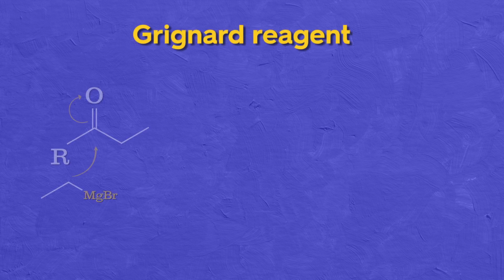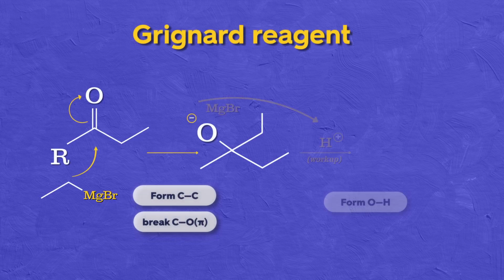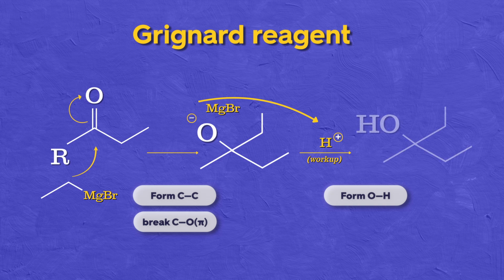Another staple is Grignard addition. When added to a ketone and after aqueous workup, you get a tertiary alcohol. Powerful way to build carbon-carbon bonds.